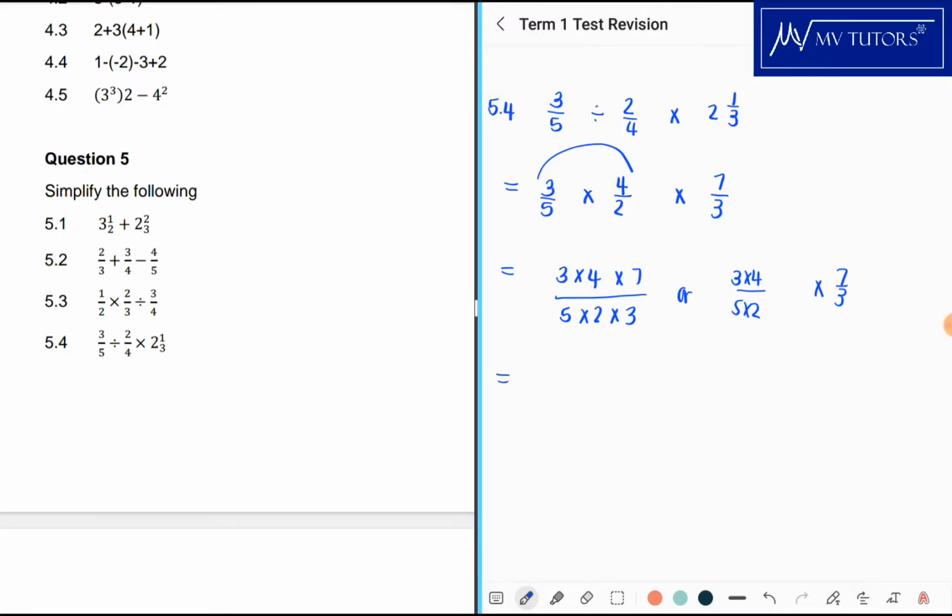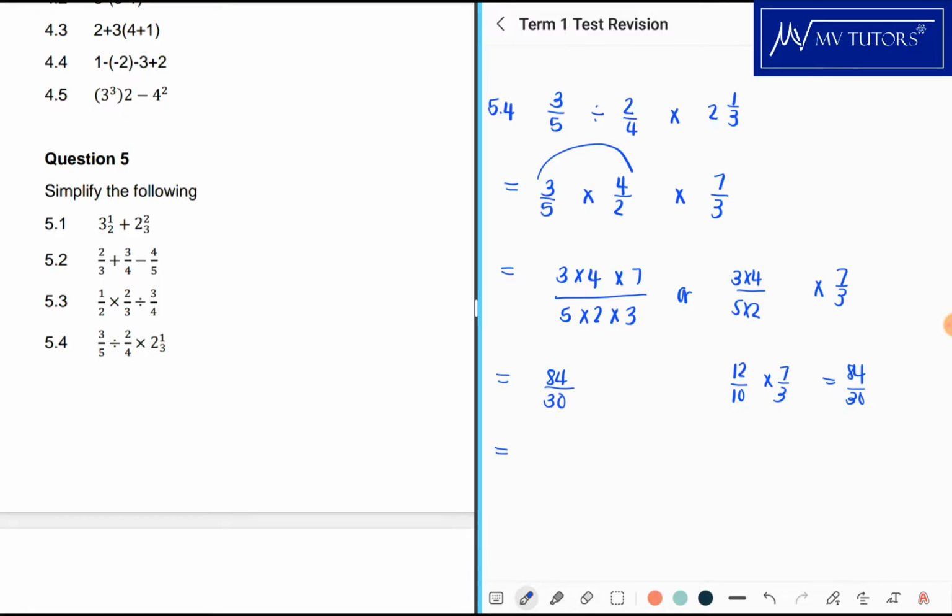So 3 times 4 is 12. And what is 12 times 7? All right, your multiplication table, that is 84. And then 5 times 2 is 10 times 3 is 30. All right, so even here we could have said 12 over 10 and then 7 over 3. So again, what's 12 times 7? That's 84, and 10 times 3 is 30. So we can leave it here. Oh no, we can't. We need to simplify.